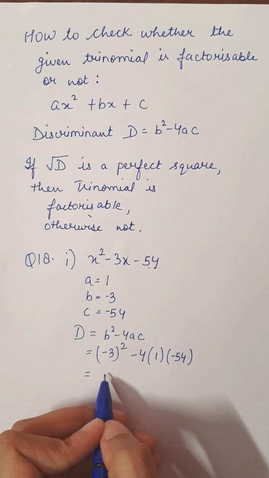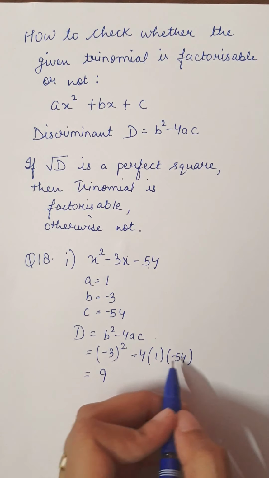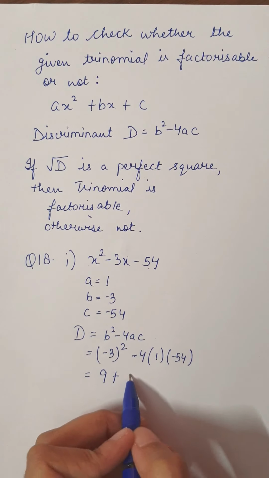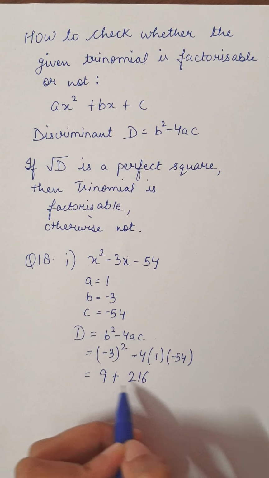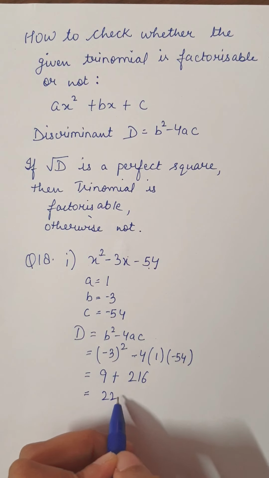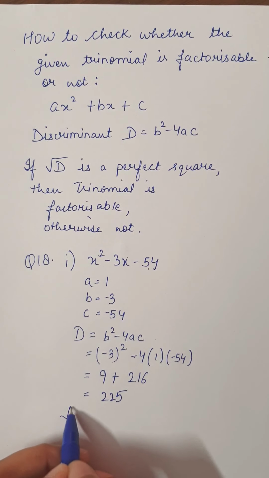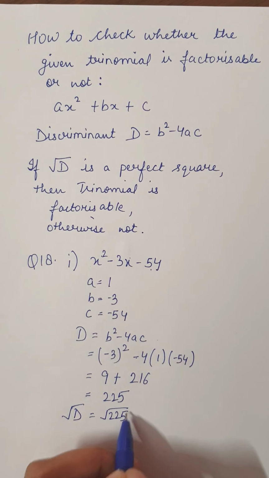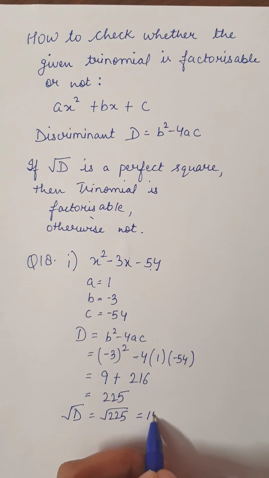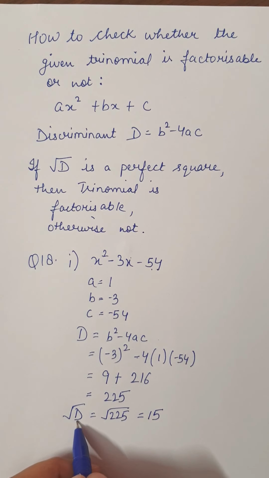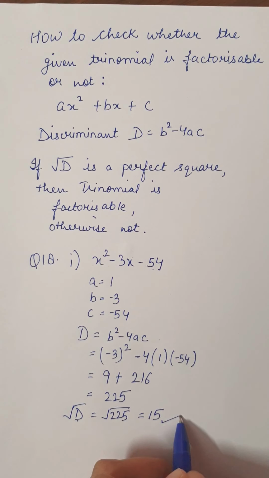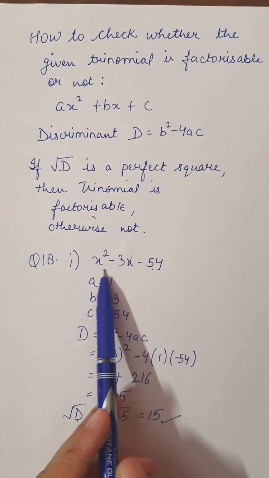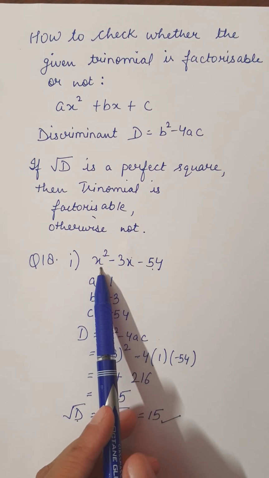So let's solve this. 9 minus minus, plus 54 into 4 is 216, and when we add them, 225. Now under root D means under root 225, and that's a perfect square of 15. That means root D exists. So the factorization of this polynomial by middle term splitting is possible.